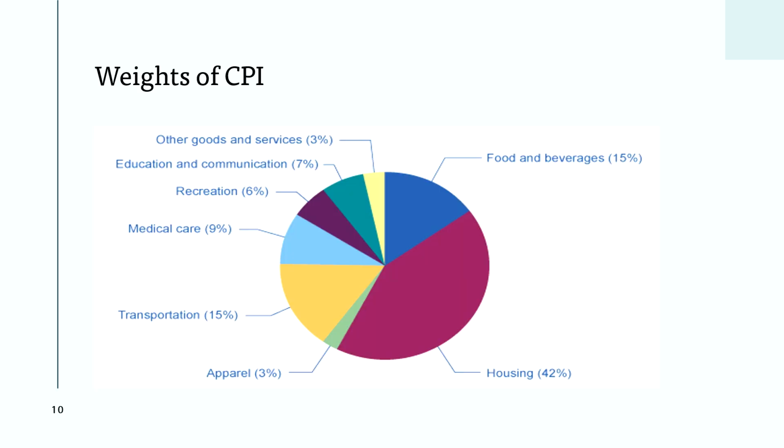Let's look at the pie chart. You can notice that housing is the most significant component, making up 42% of the average consumer's basket. This is why fluctuations in the housing market and rental prices are so critical to our national inflation data. Following housing, we see food and beverages and transportation tied at 15% each. On the smaller end of the scale, apparel and other goods each only account for 3% of the total.